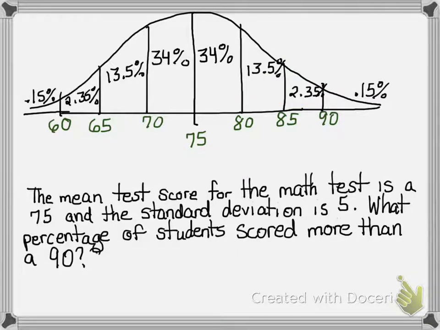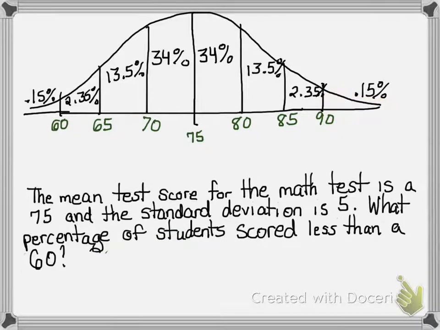All right, let's look at another example. Same situation where the mean is 75 and the standard deviation is 5. Now they're asking what percentage of students scored more than a 90. Looking at these scores, if we're talking about anything that's more than 90, it will have to be to the right of it, correct? Yeah. So therefore, the correct answer will be 0.15%. And that's it.